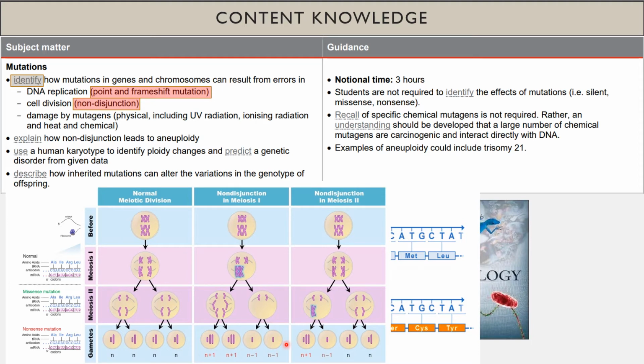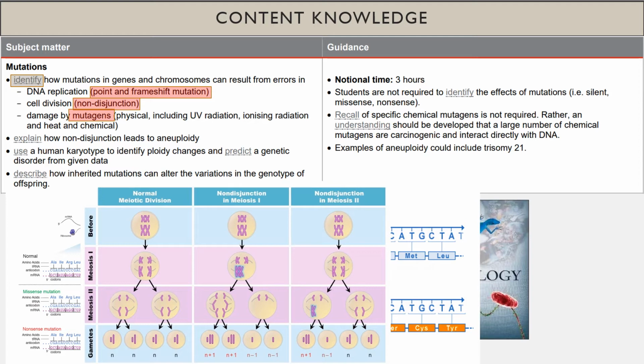Now, when you get to your non-disjunction, here's two separate examples of that, and essentially it's just being divvied up unevenly. This cell here has 6 chromatids, this one only has 2. So then when you get to your gametes, these two both have 3, these only have 1. And because the gametes are your sex cells, this can have effects within the offspring that come of that.